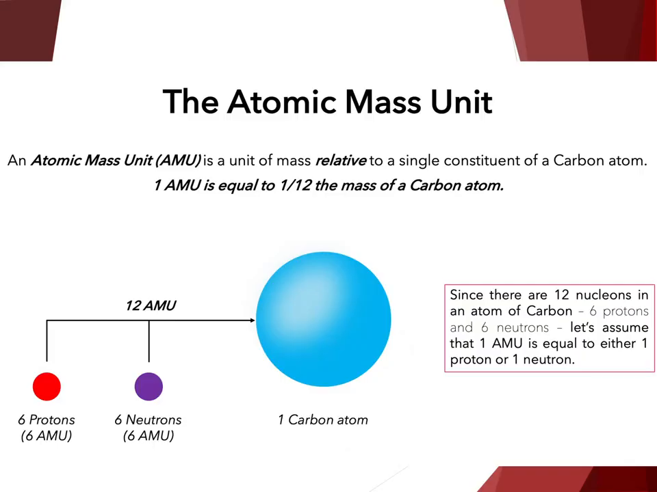Recall from a previous lesson that each proton and neutron has a mass of about 1 AMU. Because the electrons in the electron cloud have very little mass, the entire mass of the atom can be considered to be equal to the mass of the protons and neutrons in the nucleus. A neutral atom of carbon, for example, has 6 protons and 6 neutrons, each with a mass of 1 AMU. The approximate mass of the stable carbon atom is therefore 12 AMU.